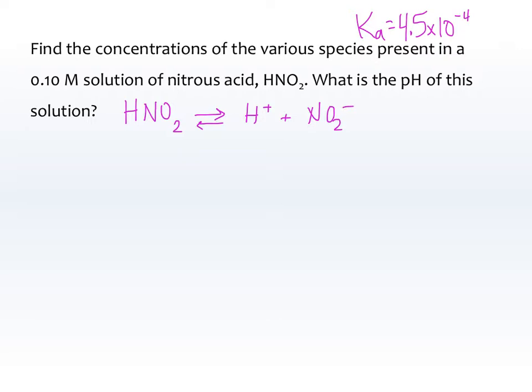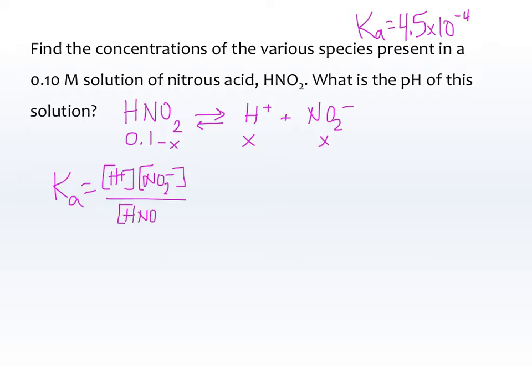We're going to use the icebox just like we did before. This is a 0.1 molar solution. This is going to lose some amount X. The other guys start at 0 and they're going to gain some amount X. We'll have a Ka expression because H plus indicates an acid: H plus times NO2 minus over HNO2. So we have 4.5 times 10 to the negative 4 that I got off the chart on the back.